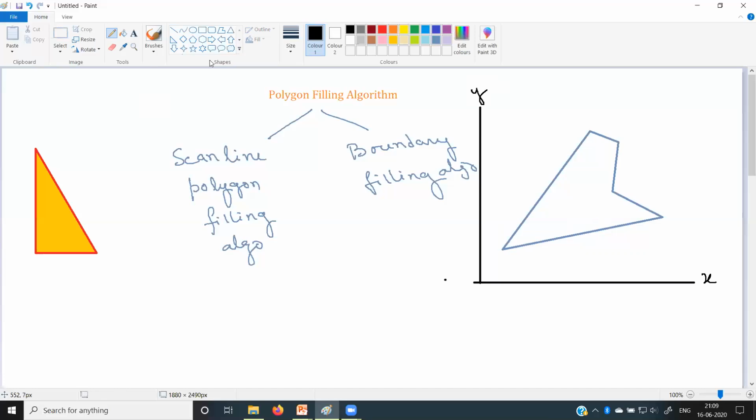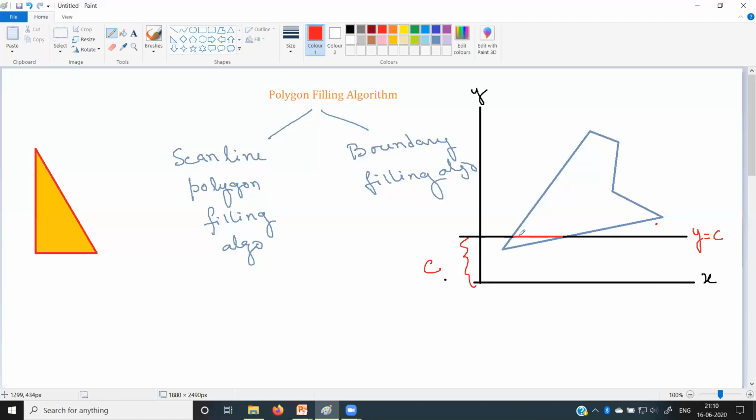Now we will take some lines which are parallel to the x-axis. It will be something like that. Consider this is a line which is parallel to the x-axis. Now we color only that portion of the line which is inside the polygon. For some value of c, consider the distance is c, so we can consider the equation of the line is y equals c.